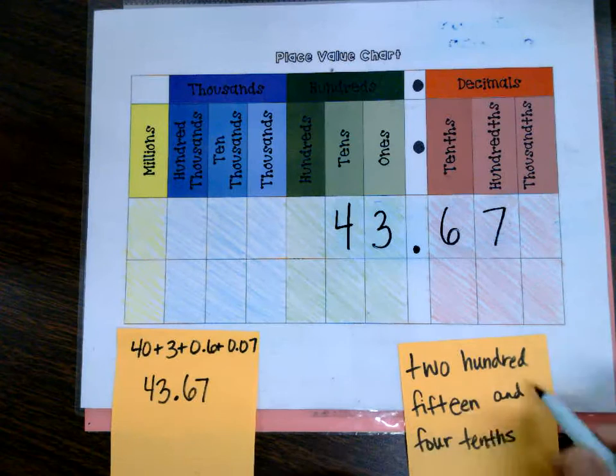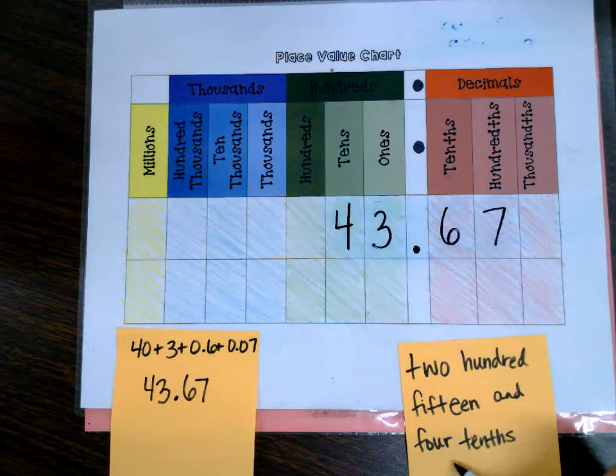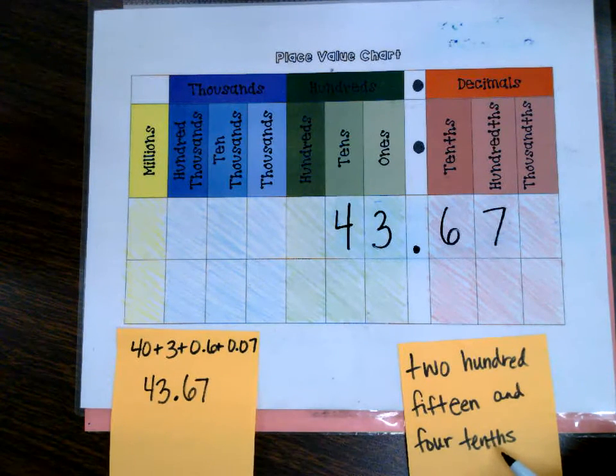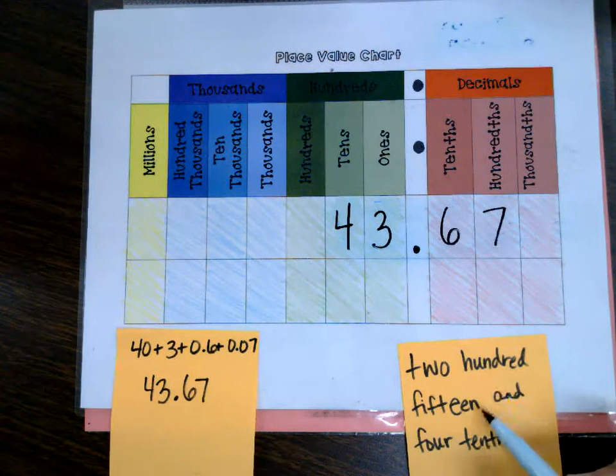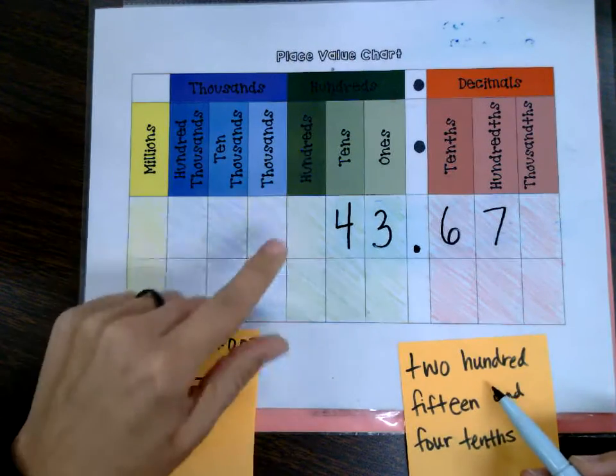My next value is represented in word form. This says 215 and 4/10. Sometimes I like to read it twice so that I understand, and I say it slowly to be able to determine which place value I need to begin. 215 and 4/10. 200. So here are my hundreds.